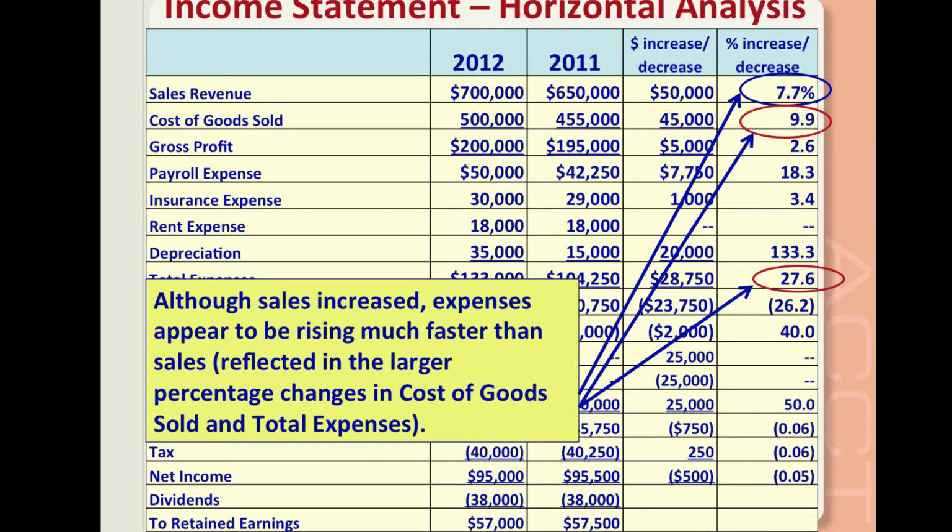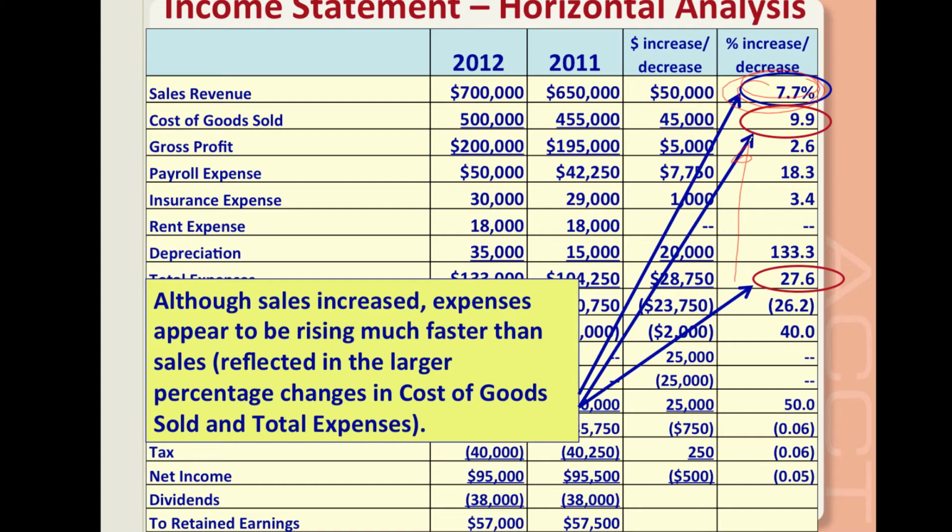If we move forward, we can see on the income statement here that although sales have increased, expenses appear to be rising much faster than sales. The percentage changes in cost of goods sold and total expenses show that. So although sales increased, which we saw here, expenses are also rising. And so they're not necessarily charging what they need to help cover their expenses.